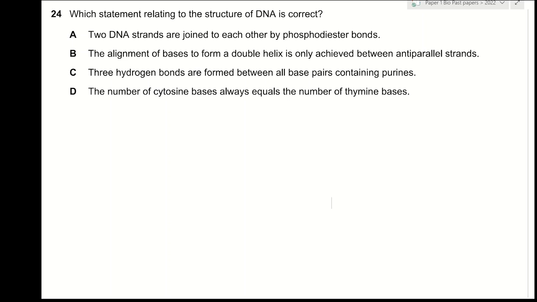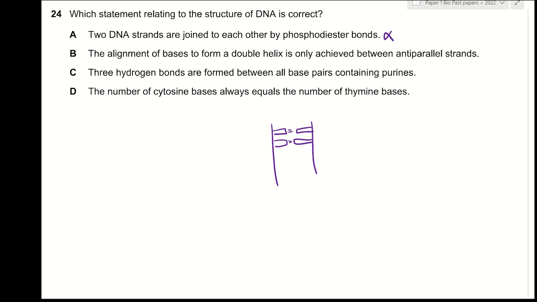Two DNA strands are joined to each other by a phosphodiester bond. Now this is incorrect. Nucleotides are joined together by phosphodiester bonds, but not the two strands of DNA. The two strands of DNA join with the nitrogenous bases via hydrogen bonding, not by phosphodiester bonds. Therefore, this is incorrect.